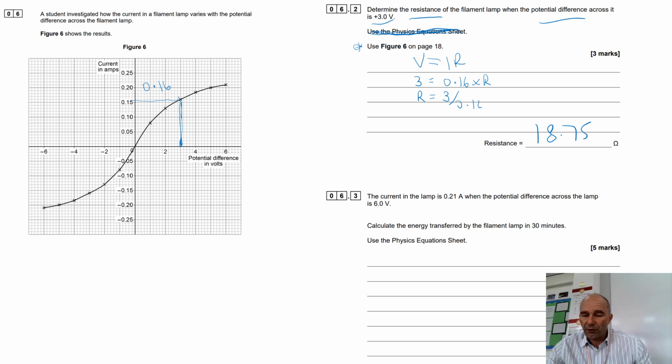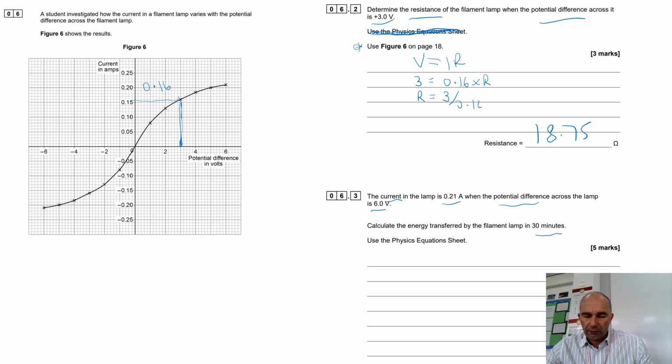And then 6.3. Oh, this is a great question. It's worth 5 marks. So if you like your maths and your formulas, this should be straightforward. So we've got the current in the lamp is 0.21 amperes when the potential difference is 6 volts. We need to calculate the energy transferred by the filament lamp in 30 minutes.